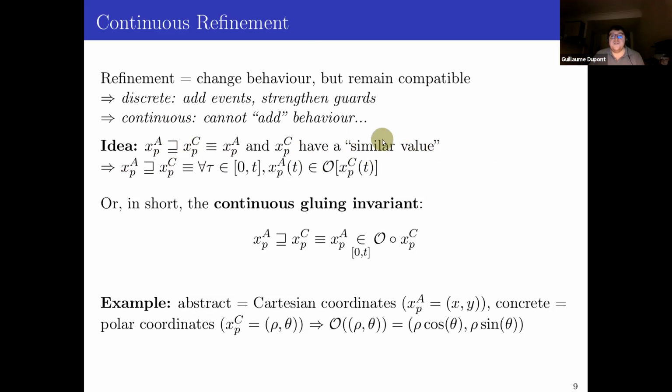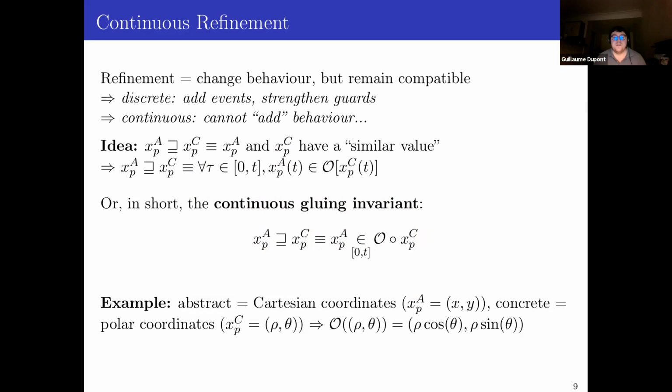So what is similar here? Similar means that basically their values are identical up to some observation map, here called O, which is a relation, so there are not a lot of assumptions on this relation. Basically, we say that there is x_pa and it is mapped to some set of points x_pc, and we can make the link through O. We write it under this shortened form. This is called the continuous gluing invariant. Gluing invariant because it glues the concrete state with the abstract state.